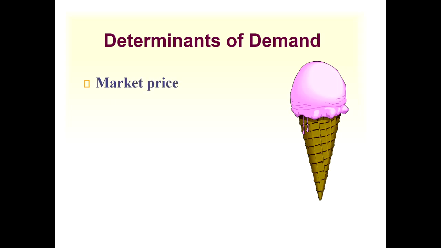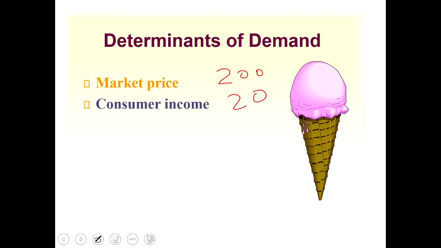So the first, we have market price. This simply means that if the price of ice cream is high, then the demand for ice cream would be low. For example, if the price of ice cream is 200 rupees, then the demand would be low. But if the market price of ice cream is 20, then the demand would be higher. Then more people would like to eat ice cream.